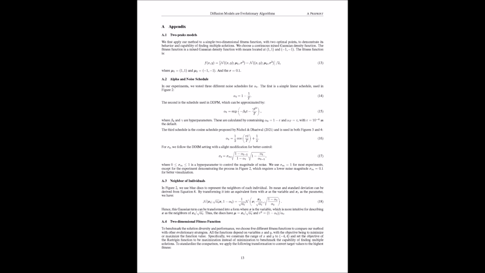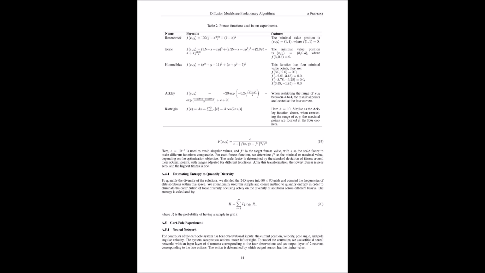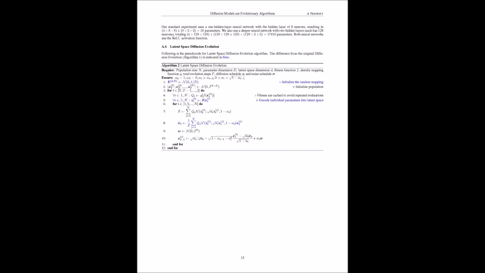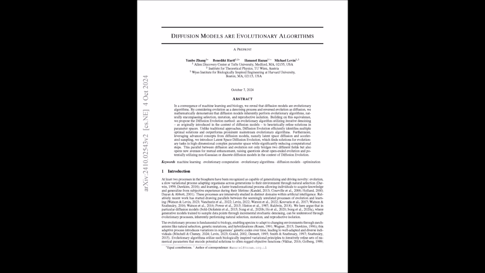Okay, that makes sense. But there's one thing I'm still struggling with. You mentioned diffusion evolution could even work in really high-dimensional spaces, like with huge neural networks. How is that even possible? It sounds incredibly complex. You're right, high-dimensional spaces can be a real challenge for these kinds of algorithms. That's where the researchers borrowed a brilliant trick from the world of diffusion models called latent space diffusion.